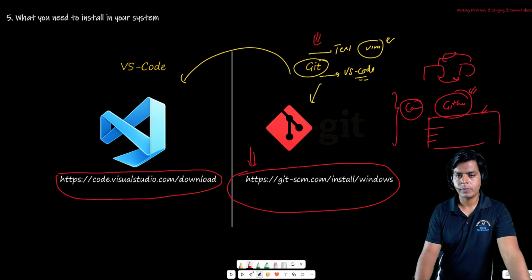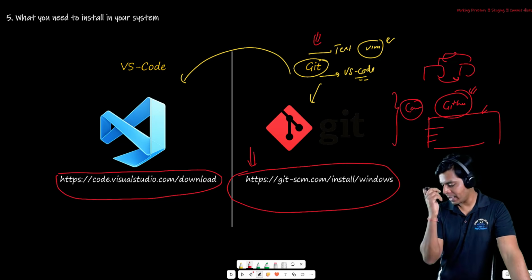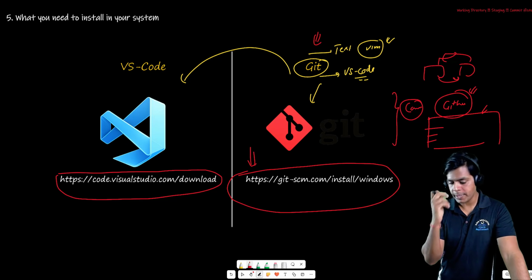Actually, my question is not related to Git. I just want to ask, last time you took AI ML classes, okay? So I was thinking you would take the next classes related to that only. Then why did you choose Git only? Yeah, there is a specific reason.